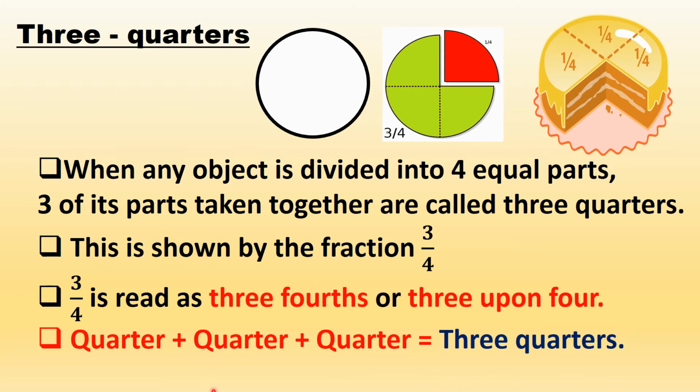Okay students, so here when any object is divided into 4 equal parts, 3 of its parts taken together are called 3 quarters. This is shown by the fraction 3 upon 4. So 3 upon 4 is read as 3/4 or 3 upon 4. And quarter plus quarter plus quarter is equal to 3 quarters.